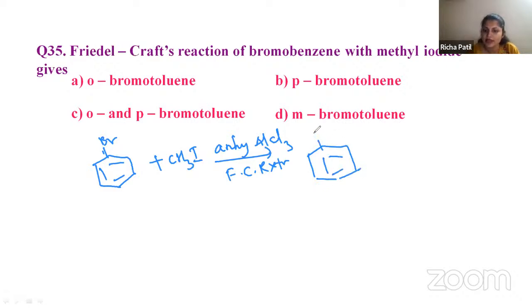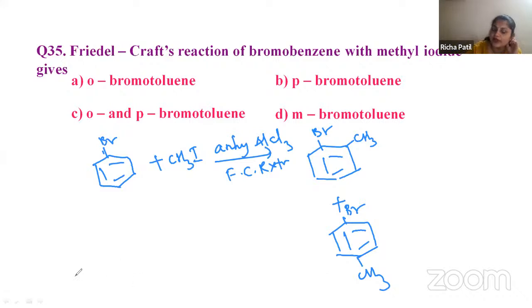Yes, correct. Most of you have given the correct answer. It is C. It gives you the ortho-para substituted product. Okay, so this is the correct answer: ortho-para-bromotoluene. Correct. Yes, C is the correct answer.